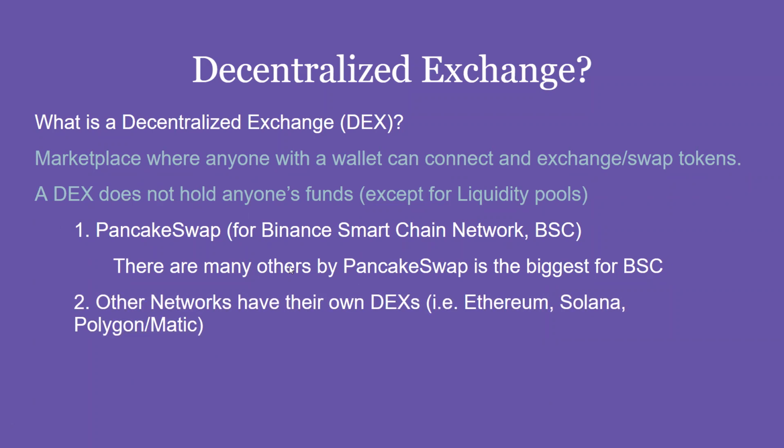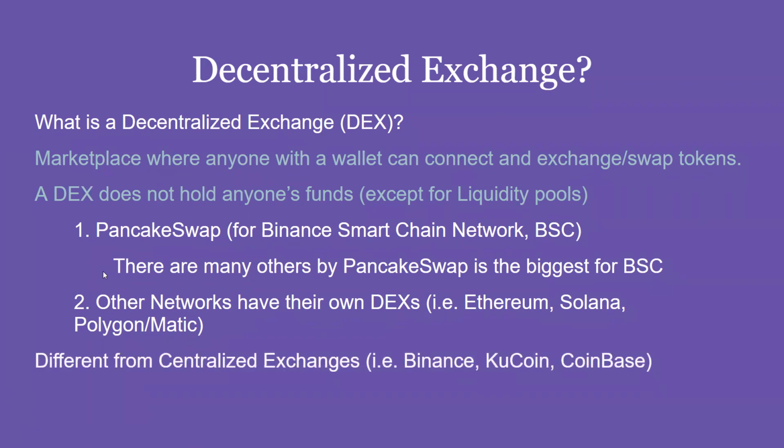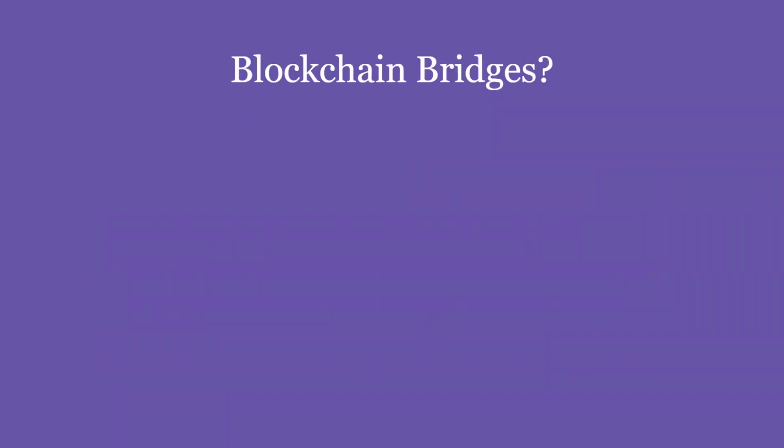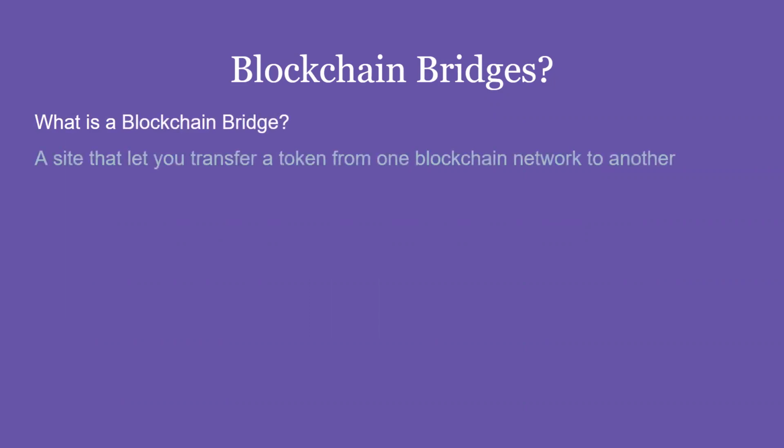And then, like I said, the other networks have their own exchanges, like Ethereum, Solana, and so on. There are a lot of different blockchain networks out there. I don't even know how many, but each one has its own exchanges and its own way of transferring tokens between wallets. And that's where bridging comes in. So, blockchain bridges, what is that? A blockchain bridge is basically a way or a site that lets you transfer tokens from one blockchain network to another.